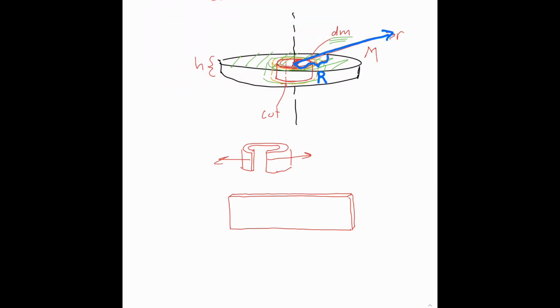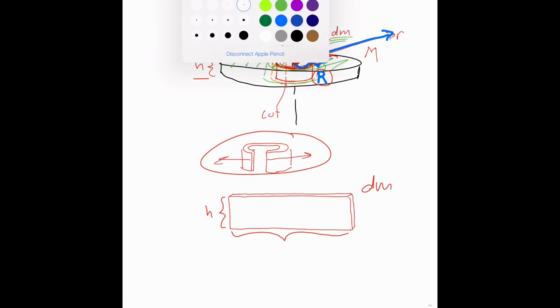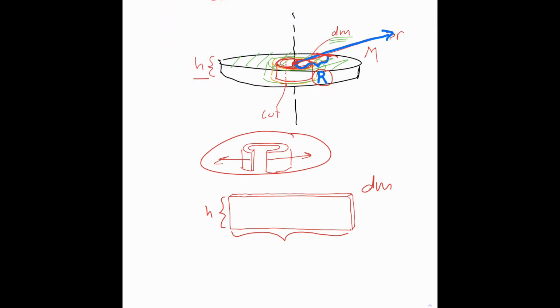So when I cut and unroll this DM, it has the exact same height, h. And what would this distance right here be? Okay, so capital R is a very specific value of radius that gets us from the center to the edge of our disk. But the DM is located at a fraction of that distance. So we need to label that as some smaller random value of lowercase r.